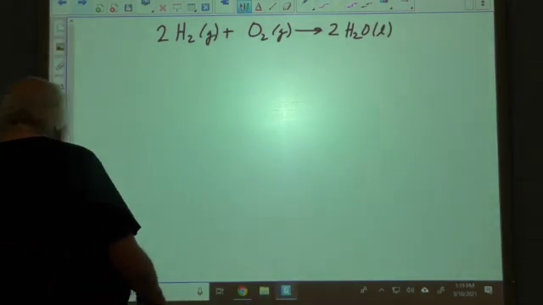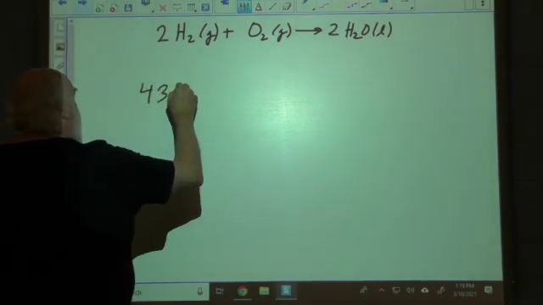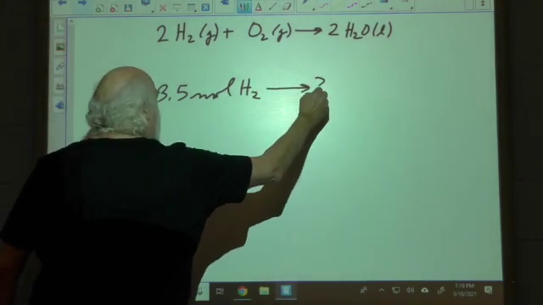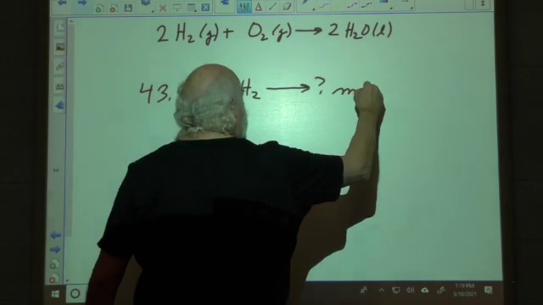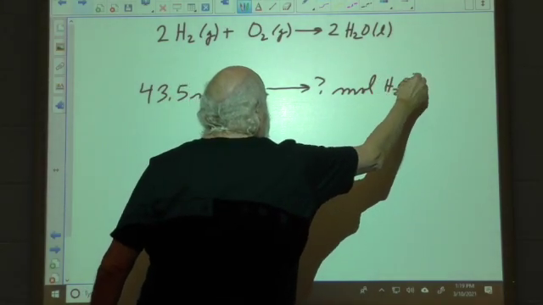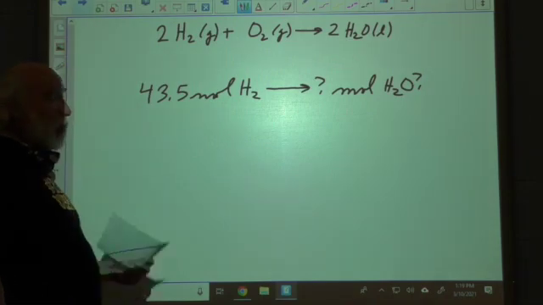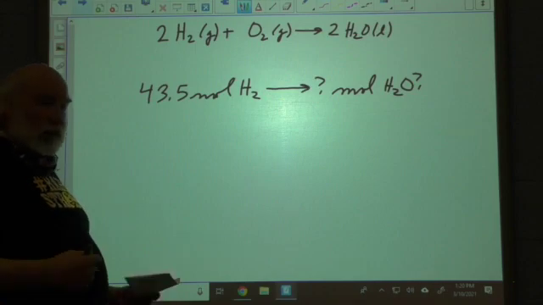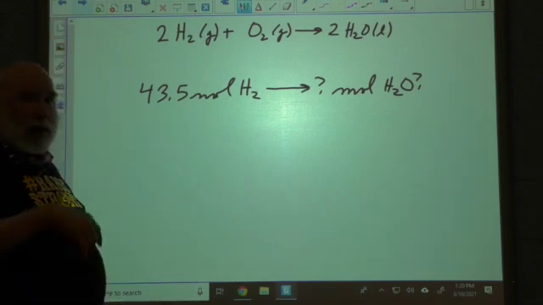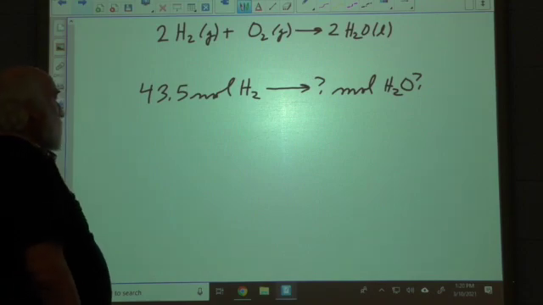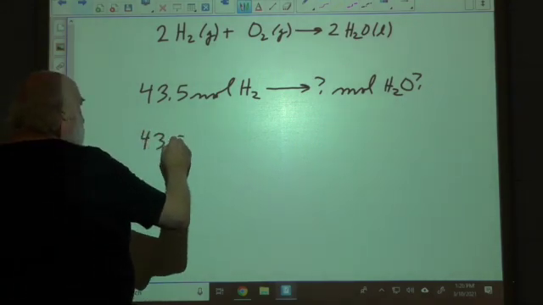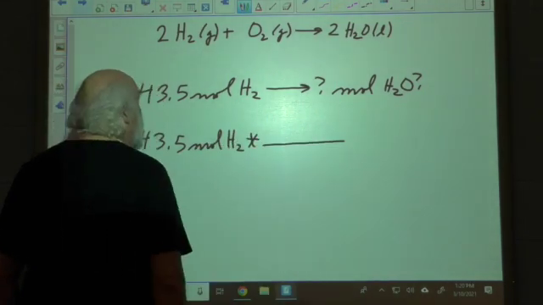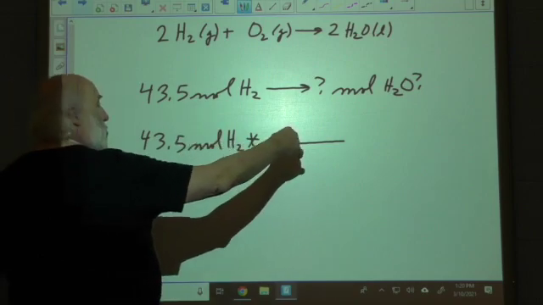So let's suppose that I have 43.5 moles of hydrogen. And I want to know how many moles of water am I going to get out of that? Well, if you looked at the ratio, you can probably figure it out. But we're going to show the mathematical conversion for this. So this is a conversion problem, much like we learned way back when in the first couple of chapters. So we write down 43.5 moles of H2 times fraction line. And we're going to convert moles of hydrogen to moles of water.